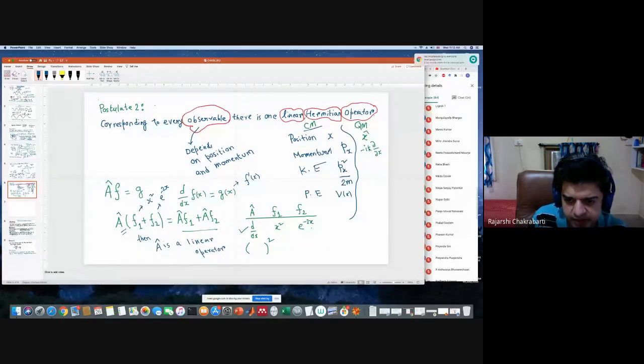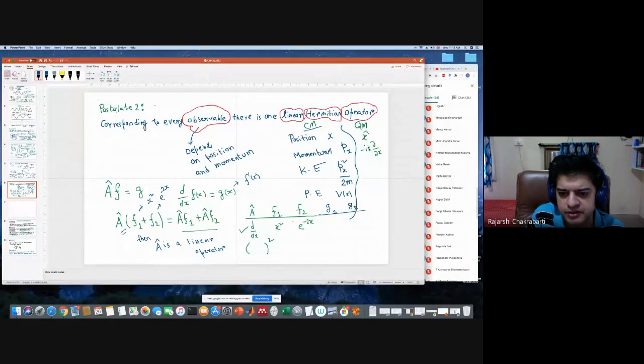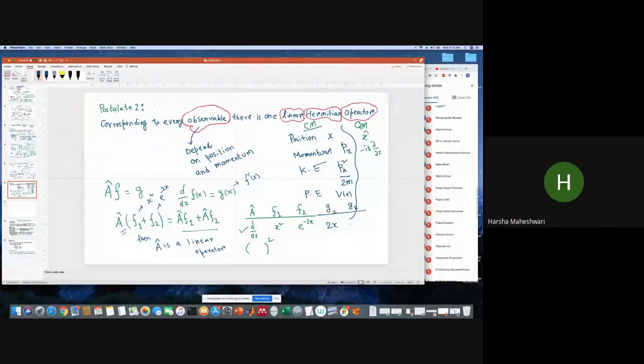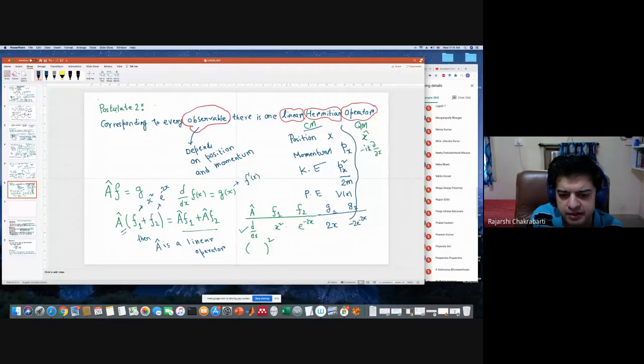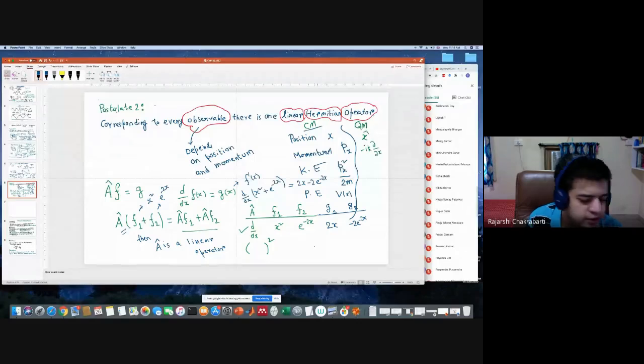The idea is very simple. If I take d by dx of x square, what am I going to get? Let me write it down here: 2x. I'm calling these g1 and g2. G1 is what you get by operating A on f1, so it will be 2x, and in this case g2 is going to be minus 2 e raised to the power minus 2x. And if I take the sum of these two functions, x square plus exponential of minus 2x, and operate on this, this is going to be nothing but 2x minus 2 e to the minus 2x. Essentially, this operation is linear, so the operator is linear.